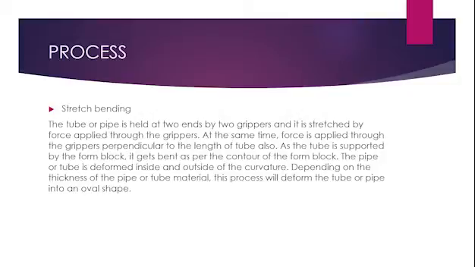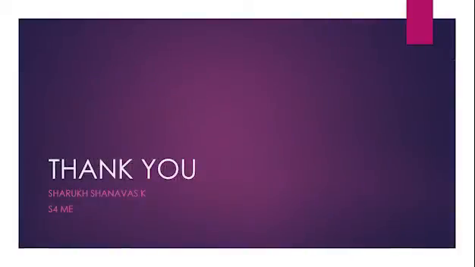The pipe or tube is deformed inside and outside of the curvature. Depending on the thickness of the pipe or tube material, this process will deform the tube or the pipe into an oval shape. This is the end of tube bending.